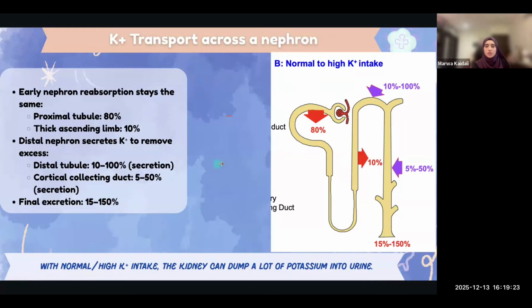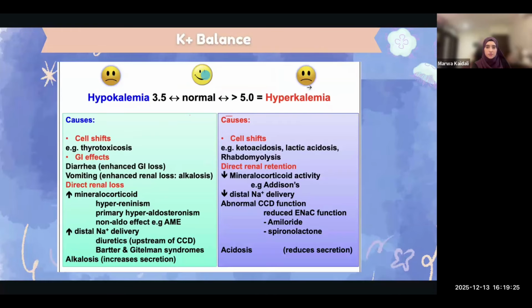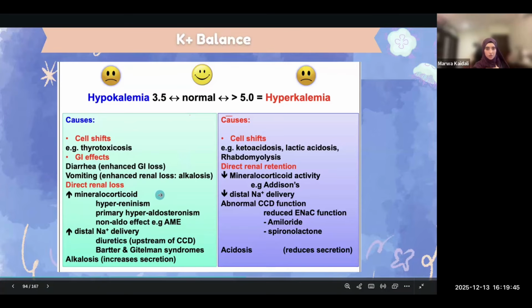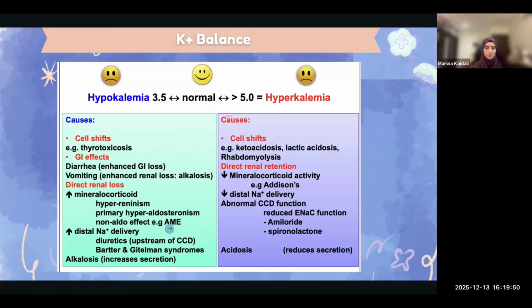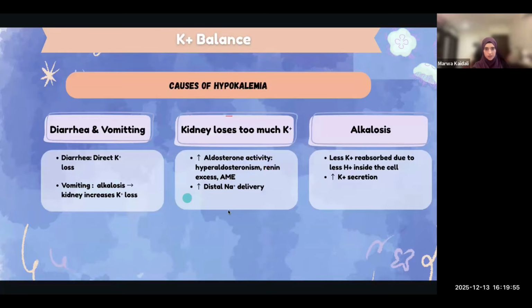Okay. Now let's look at potassium balance. As you can see from these happy and sad faces, we need to have a normal balance of potassium in order to be healthy in our body. The normal range is from 3.5 to 5, okay? Lower than 3.5 is going to be hypokalemia, and higher than 5 is going to be hyperkalemia. I'm not going to go into detail for each of these diseases. I'm just going to explain the main idea of how these can cause hypokalemia, because again, this is too advanced for you and you're not going to be asked about the specific disease, but you will be asked about the mechanism. So starting with the causes of hypokalemia, we have diarrhea and vomiting.